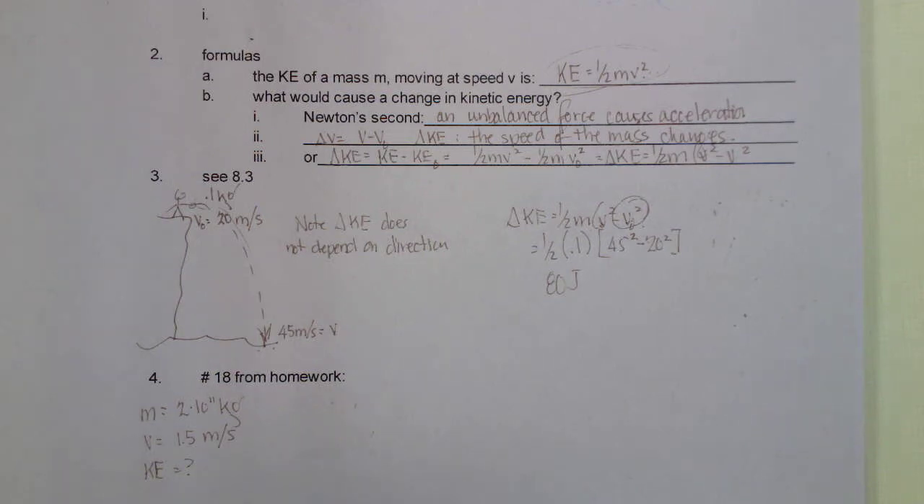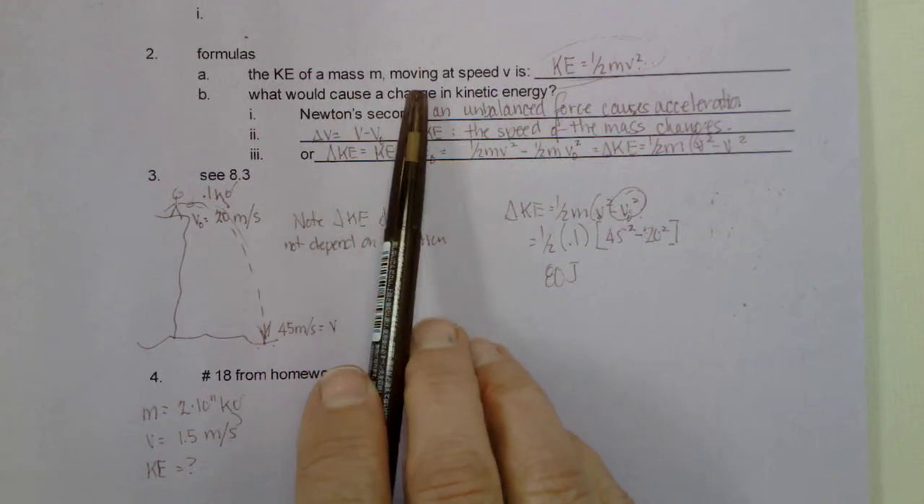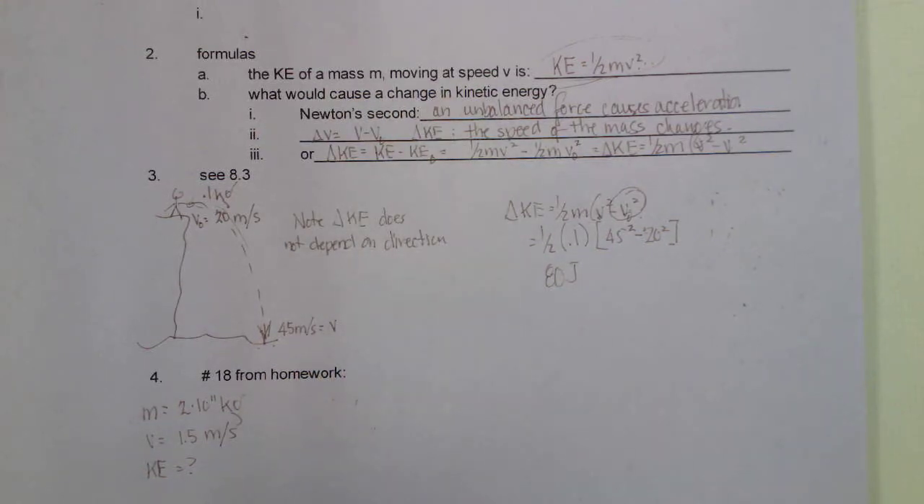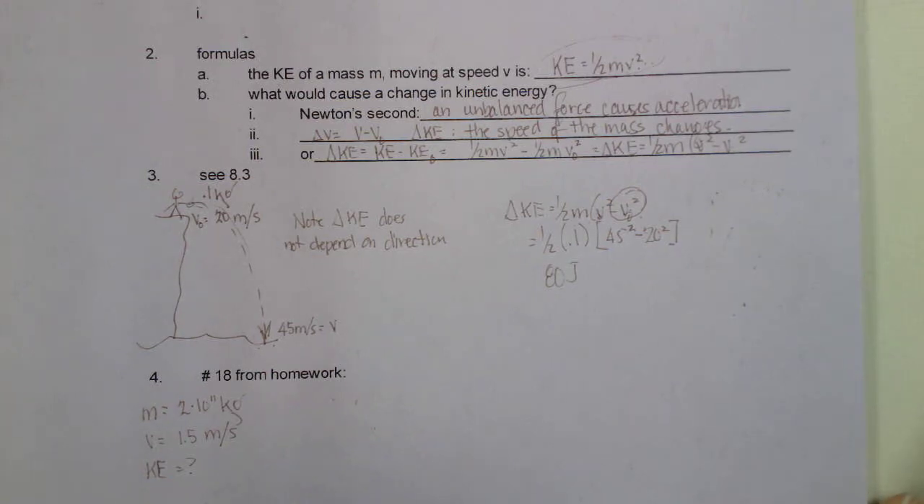So we started talking about the derivation of kinetic energy, how that formula can come about mathematically, and you should know that. Make sure that you're working on that. And then we're going to talk now about the formulas themselves. The kinetic energy of mass m moving at speed v is KE equals 1/2 mv squared. Notice that this is KE and not delta KE. It's just the kinetic energy an object possesses because it's moving.